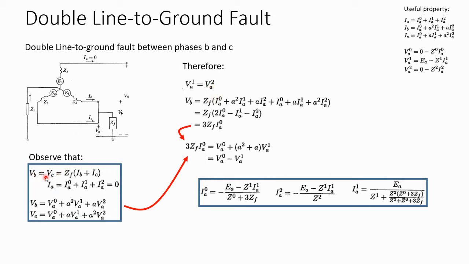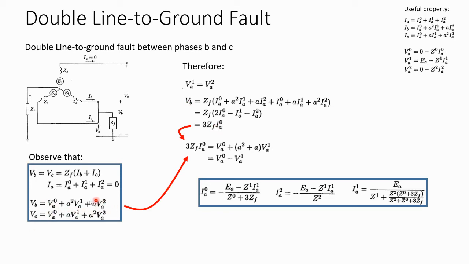Furthermore, we know that VB is equal to ZF times IB plus IC. And we also know from our symmetrical component analysis that IB is equal to this, and IC is equal to this, due to the positive sequence order. Then we can substitute the expressions of IB and IC into here, and it will look like this. If you simplify it, it will look like this. Therefore, VB is equal to this.